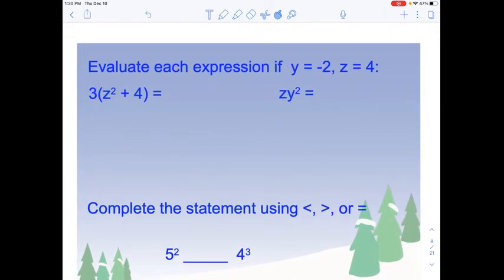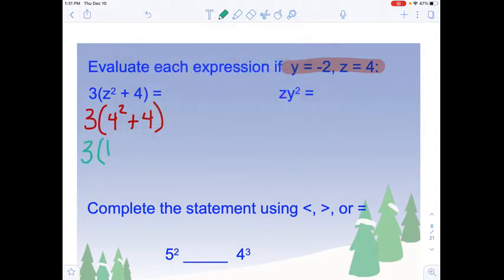This says to evaluate each expression if y is -2 and z is 4. So I'm going to plug those numbers in for the variable. So I'm going to rewrite this as 3 times (4 squared plus 4), because z is 4. Okay, so first I need to do parentheses, and inside the parentheses there's an exponent, so I'm going to do that first. So 4 squared would be 16, plus 4. Then I still want to do what's in parentheses. 16 plus 4 is 20. And then I take 3 times 20, which is 60.